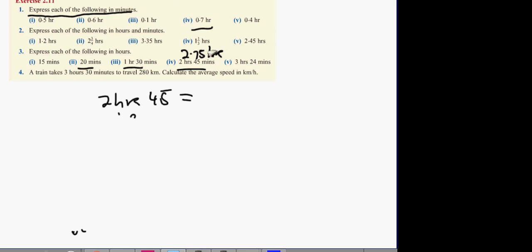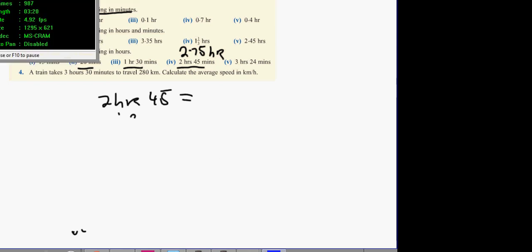See the way this is in hours and minutes. It just wants it in hours, so it wants it as a decimal. So it's 2.75 hours. That doesn't mean 75 minutes. It means 3/4 of an hour. 0.75 means 3/4. That doesn't mean 3 hours and 15.